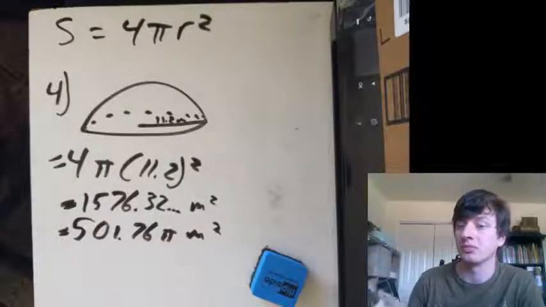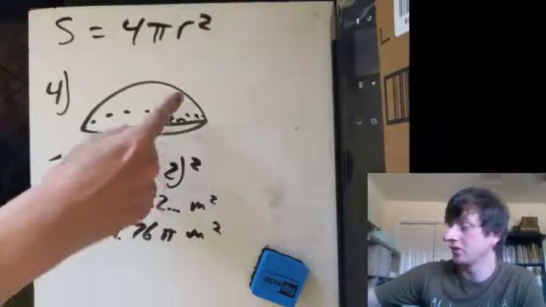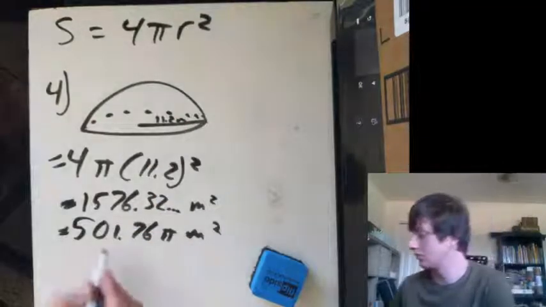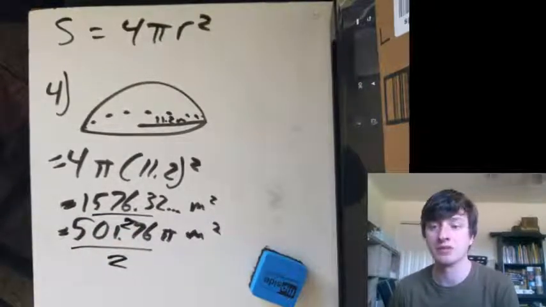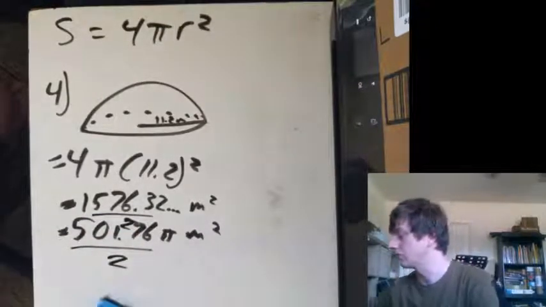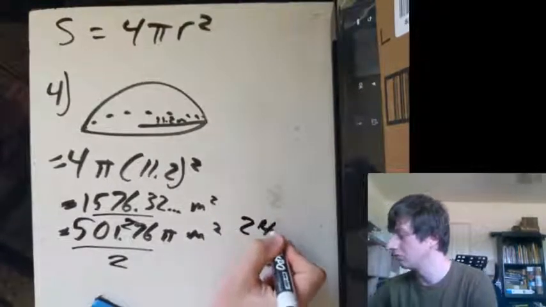Oh, but I forgot something. This is just our normal equation, right? So I forgot. We have to cut this thing in half, so we need to divide this number by 2, and this number by 2 as well. So it's going to be half as big. So that's going to be like 500, 250, right?